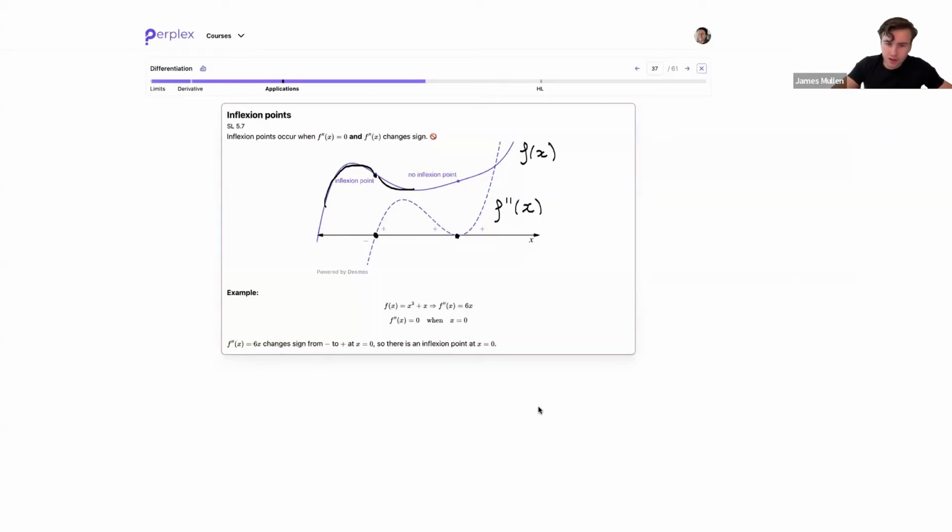Okay, so here's an example. Let's say I have the function x cubed plus x, whose derivative is 3x squared plus 1, and therefore the second derivative is 6x. I have f prime prime of x equal to 0 when x is equal to 0. And I can tell by looking at 6x that it actually does change sign. So I have an inflection point at x is equal to 0.